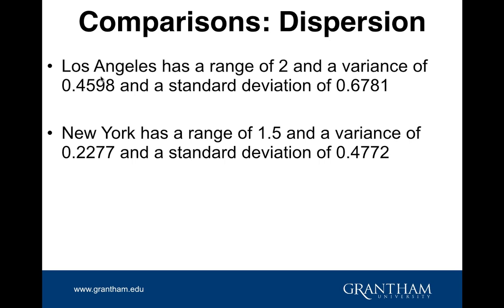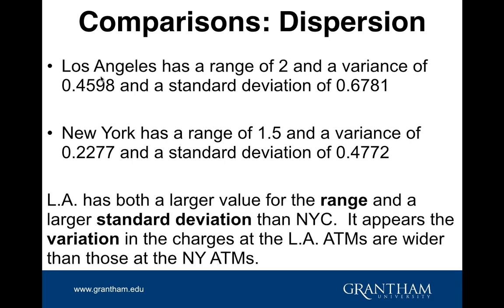But now, again, let's focus on how these two compare to each other. Now, you look at the ranges, and you'll see that LA's range is higher than New York's range. You'll look at the variance. You can compare them, but we're not going to. We're going to focus on the standard deviation here. It's easier to compare. The standard deviation for LA is also higher than the standard deviation of New York City. Now, what does this mean? The interpretation is that LA has a larger range, a larger standard deviation, and a larger variance than New York City.